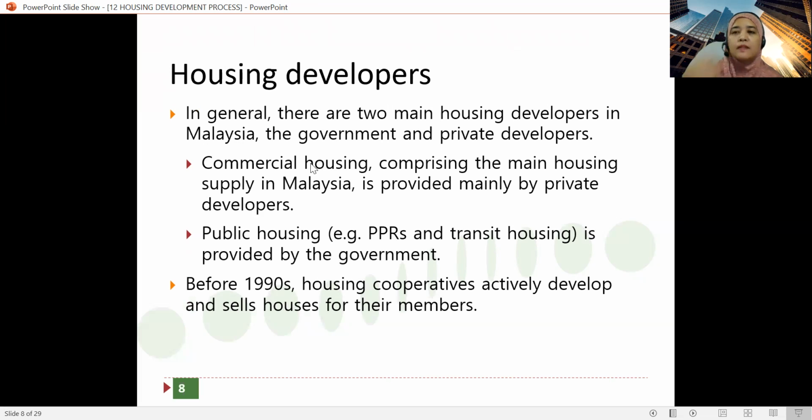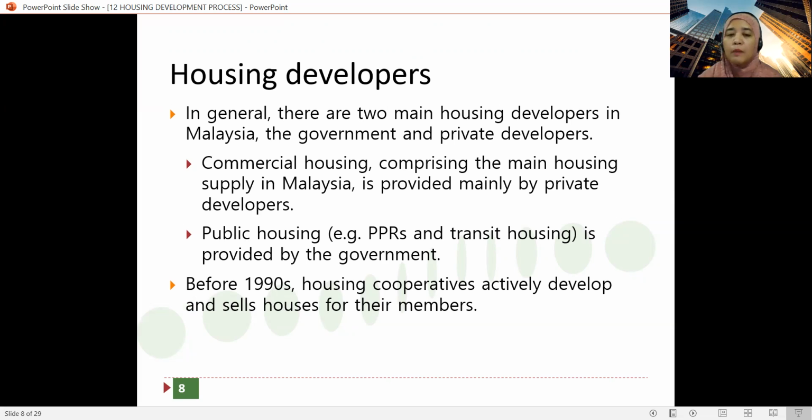Housing developers. Okay, first of all, there are two main housing developers in Malaysia. The main ones lah, main. Ada lagi yang kecil, ada lagi other types, but we are talking about the main housing developer types in Malaysia, the government sector and the private sector, the government developer and private developers.